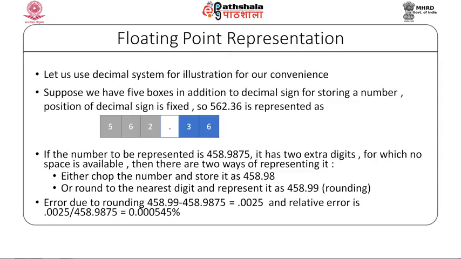So, the number is, suppose, 562, and one box for the decimal system is fixed. So the number is 5, the decimal storage box is fixed. So 562.36, this is how it will go. Now, suppose I have only place for 5 digits, one for decimal, and let us say the number is 458.9875.